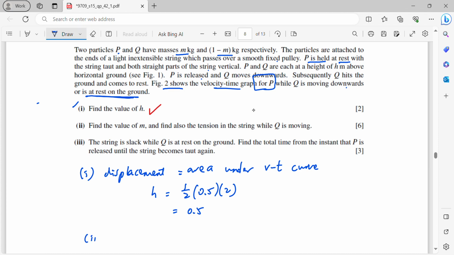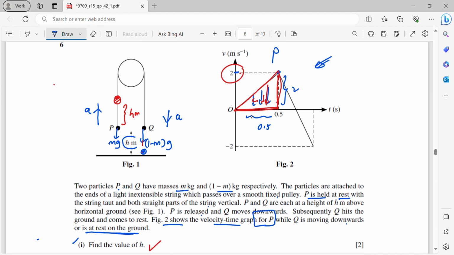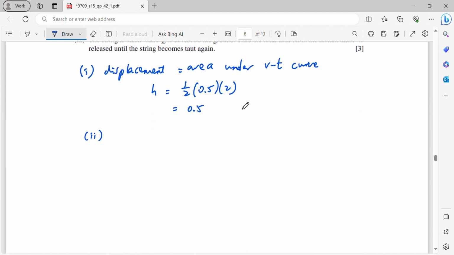Alright, now part 2. Find the value of m and also the tension in the string while Q is moving. When Q is moving, we need to refer to Newton's second law. From here, Q moves down, and here you have the tension. Now I will use F equals ma, Newton's second law. For the P, I need to know the a first.